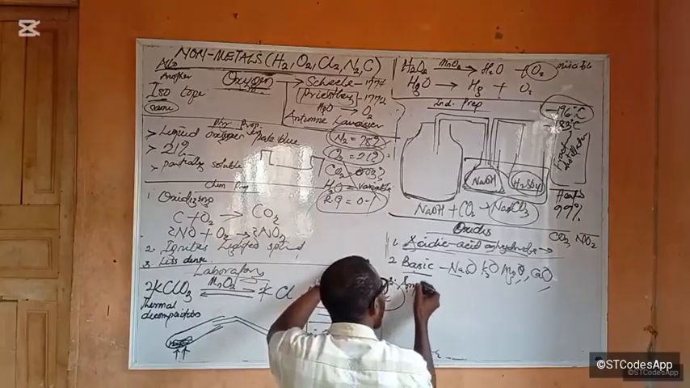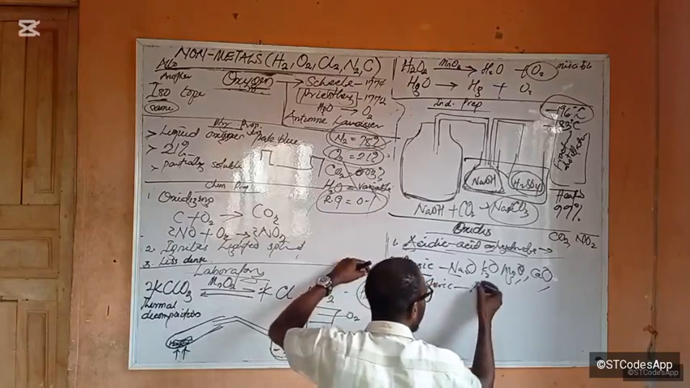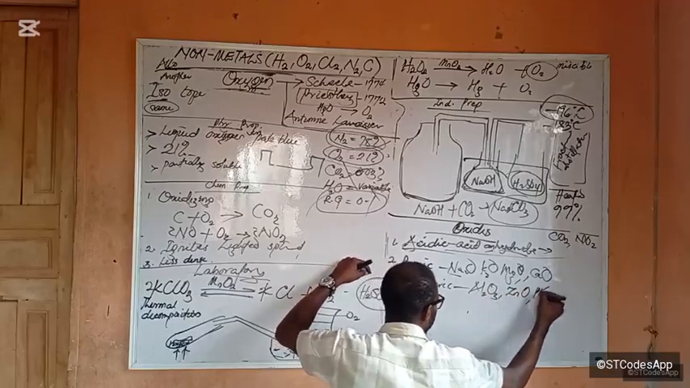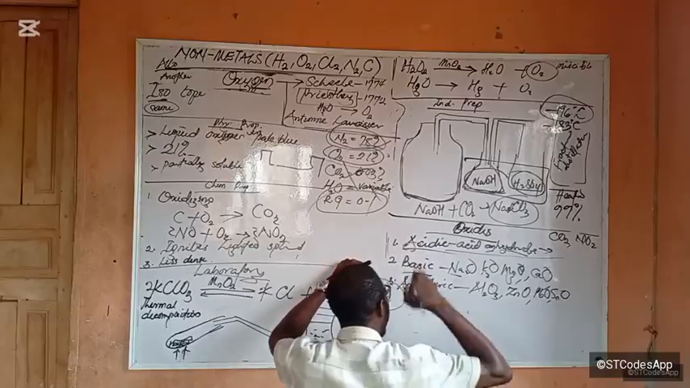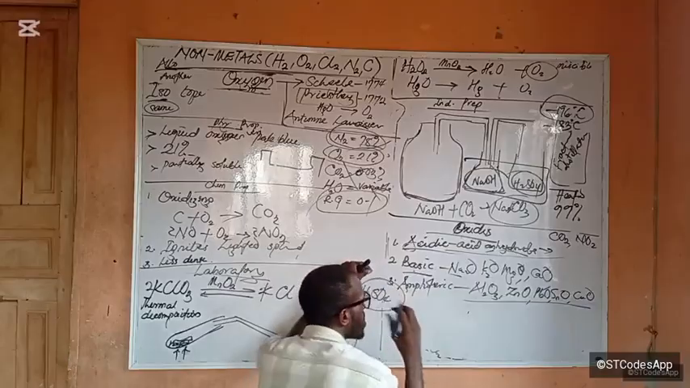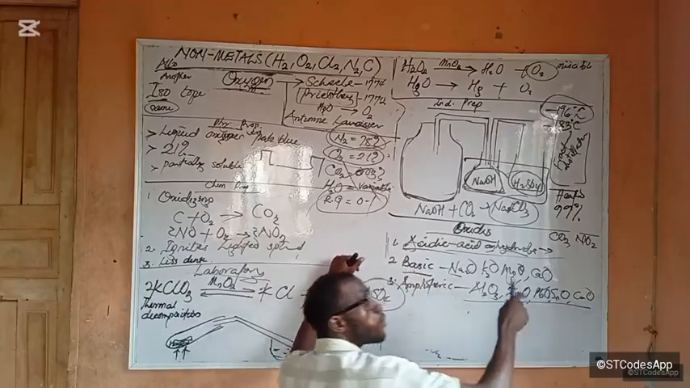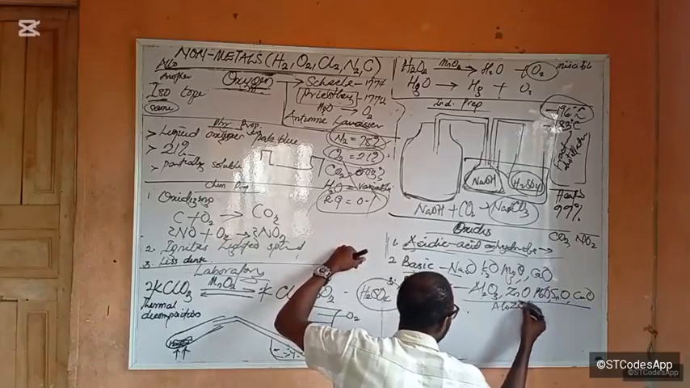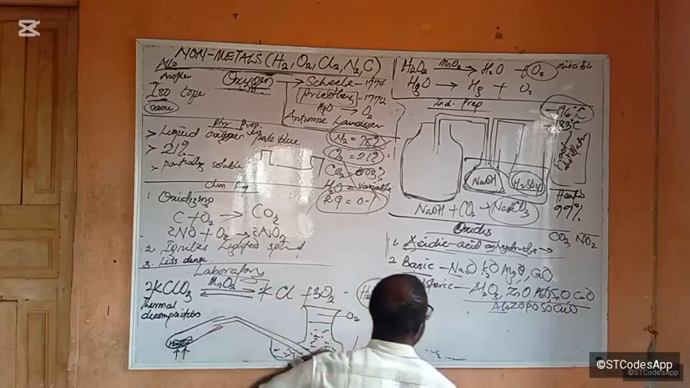We have amphoteric oxides. Amphoteric oxides are the ones that have the properties of both acid and base. Examples are oxide of aluminum, Al2O3, zinc oxide, lead oxide, tin oxide, and copper oxide. They are all amphoteric. The way to remember: alozoposoko. So that's how to remember it.